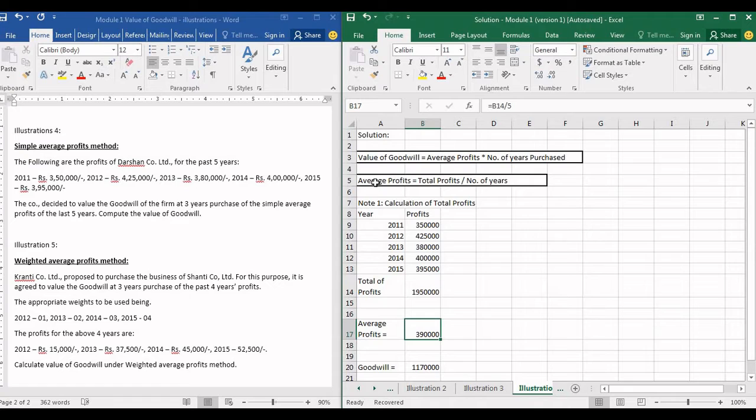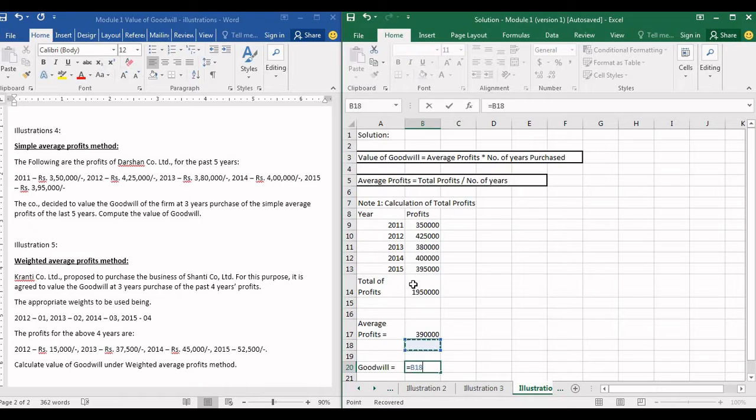So the average profits is nothing but total profit divided by number of years. See, the number of years is 5. Count, we will see the count here. See this, number of years is 5. So the formula of average profits is total profits divided by number of years, which is 5. We get 3,90,000 as our average profit.